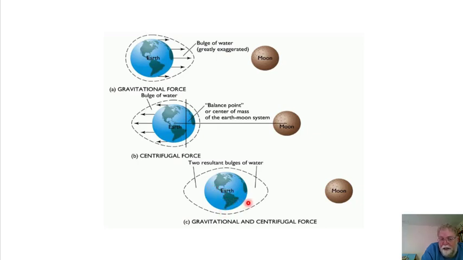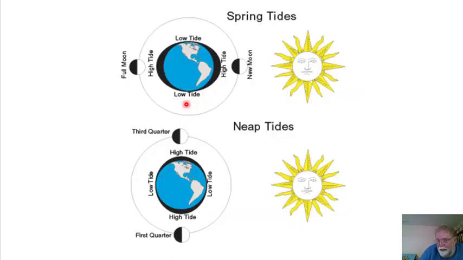And so as you spin into a bulge, that's high tide. You spin out of a bulge, that's low tide, then high tide, and then low tide. As you spin in and out of these bulges of water, you will get high tide and low tide and high tide and low tide. Now, every now and then, though, the tidal ranges are big. Sometimes the high tide's really, really high and the low tide's really, really low. Other times, meh, not so much.